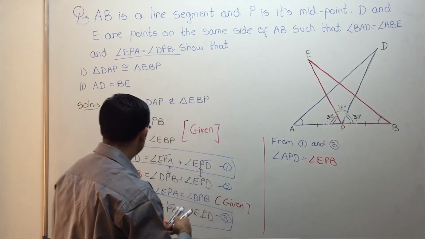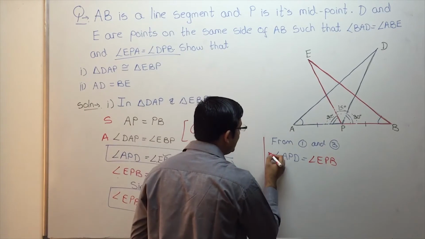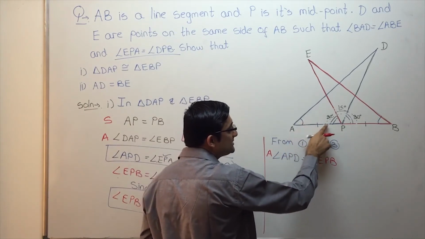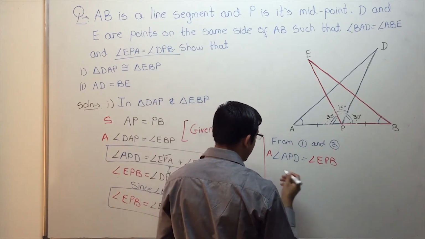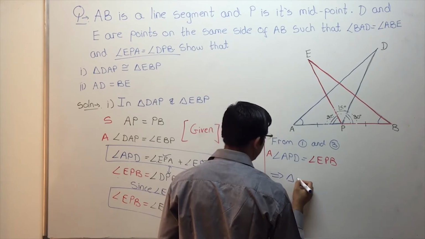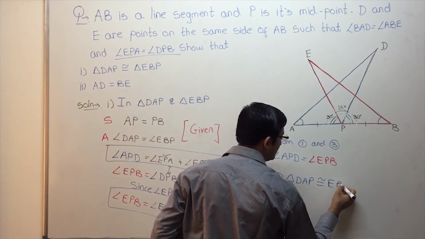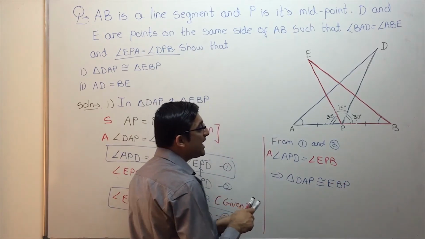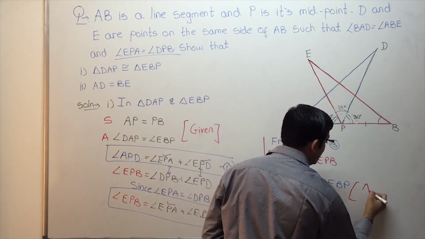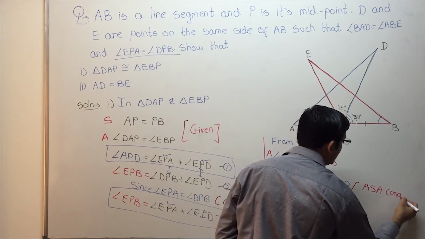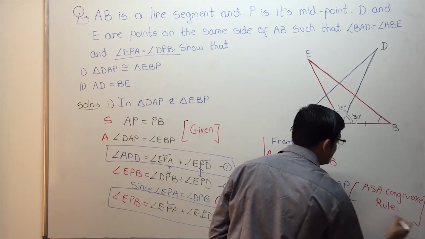So now what do we have? In two triangles we have one side is the same, this angle is the same, and this angle is also the same. So basically angle, side, angle. So basically by ASA congruence, these two triangles are congruent. So this implies triangle DAP is congruent to triangle ABP. What is the criteria we've used? Angle, side, angle. So you can write over here ASA congruence rule or ASA congruence condition, your choice. So we have ASA congruence rule.